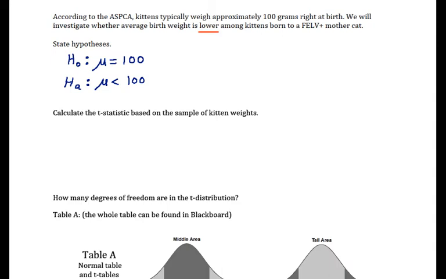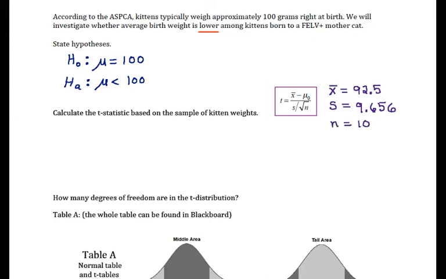Next, we'll calculate a t-statistic for these hypotheses and for our data, and remember that our t-statistic follows this formula here: our sample statistic minus the null parameter, divided by our estimate of the standard error. Also recall that we wrote down some summary statistics, and we have that our sample mean x bar is 92.5. Our sample standard deviation S is 9.656, and n, the number of kitten weights that we have to work with, is 10.